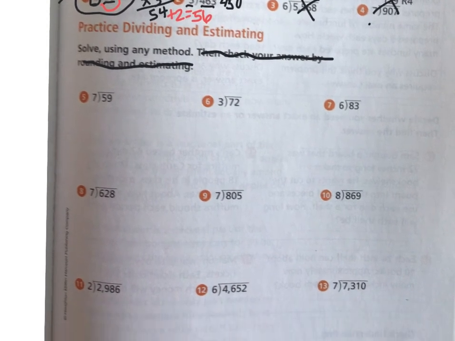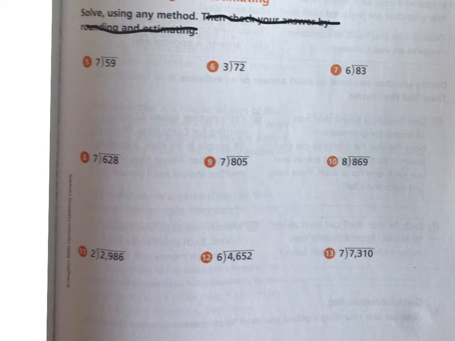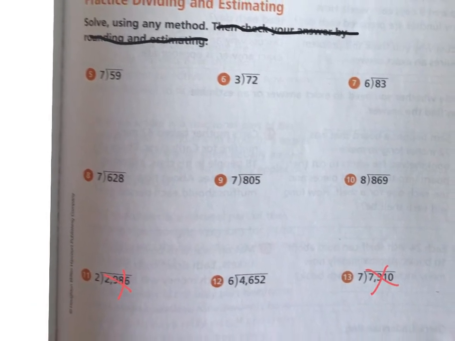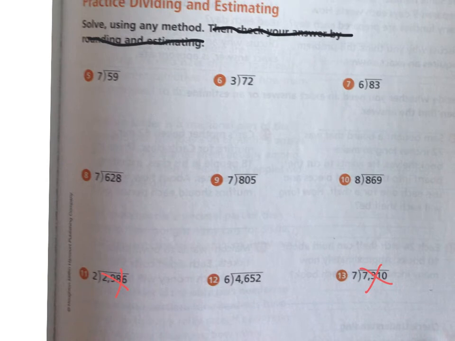All right, so for today, we are going to be crossing out number 11 and 13. Okay, that gives me a good sampling of you doing some of each size here because there's some bigger ones on the bottom. All right, so let's look at the first one.